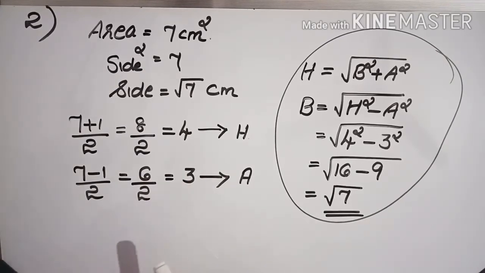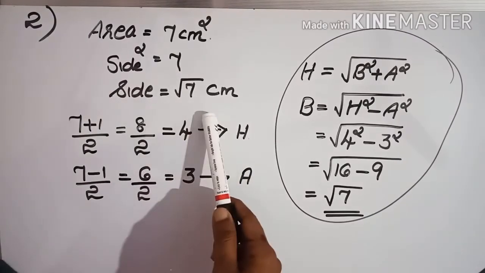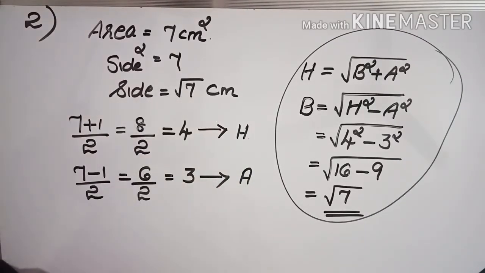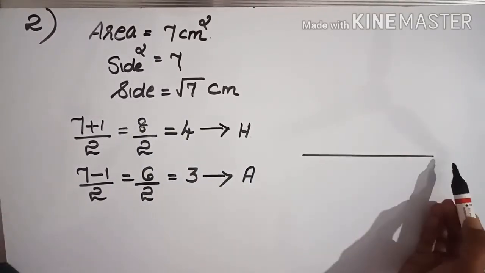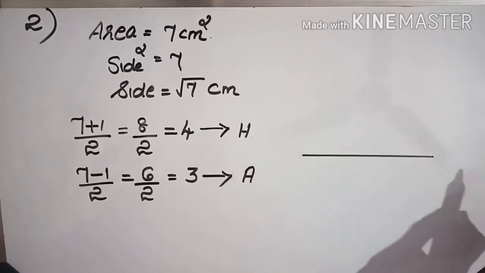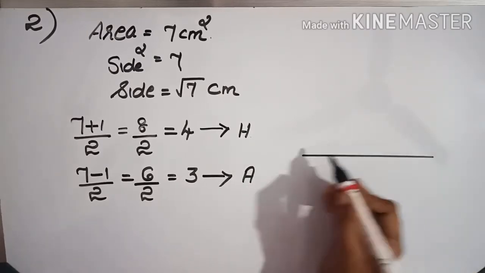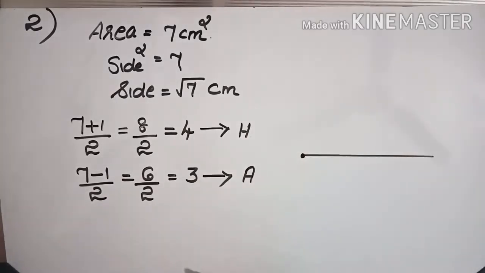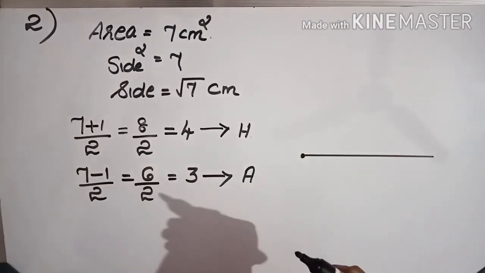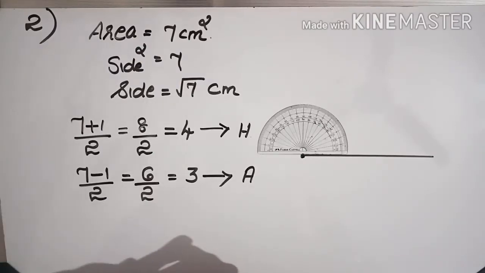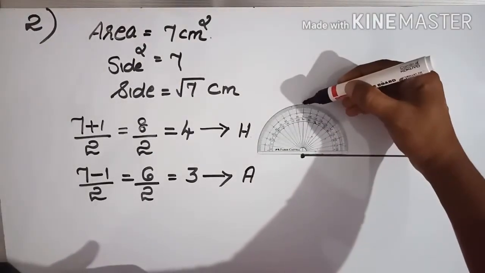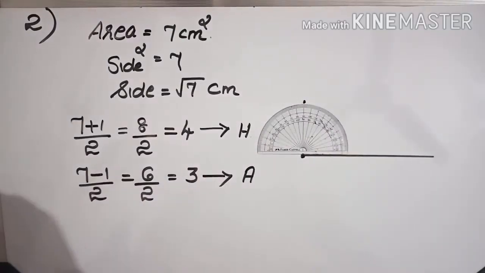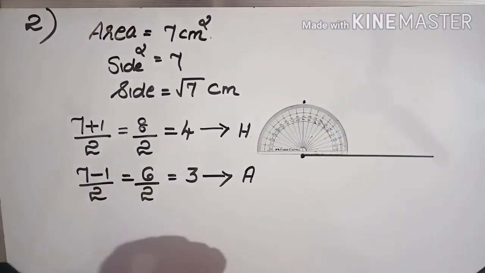You have to draw a right triangle first. That right triangle's base will be root 7. Now by measuring that you can draw the square. The method I will show. First of all, just draw a line without any measurement, an extended line. Now from this point, measure 90 degrees using a protractor. Keep your protractor like this and mark 90 degrees. Then remove the protractor.